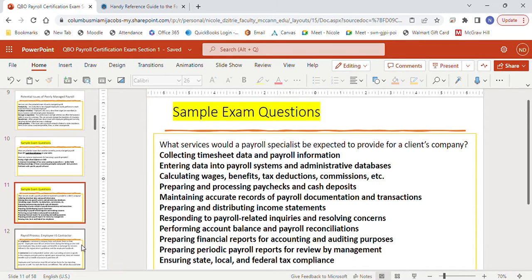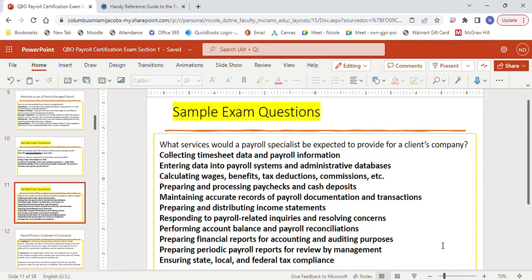And the last question, which services would a payroll specialist be expected to provide for a client's company? I just went ahead and wrote all of them. This is all of the services that are expected of a payroll specialist that were listed in the training. Go ahead and write them all in your notes. Like I always say, it's always good to have more notes than less notes for your exam. So go ahead and write them all down.